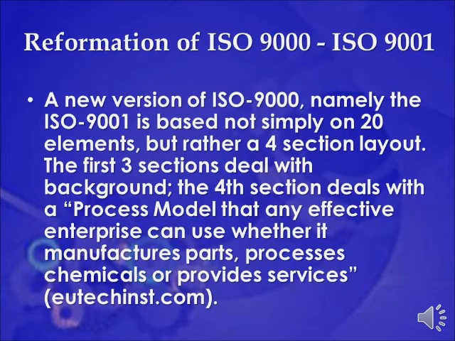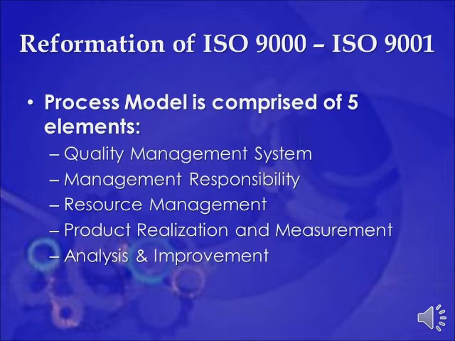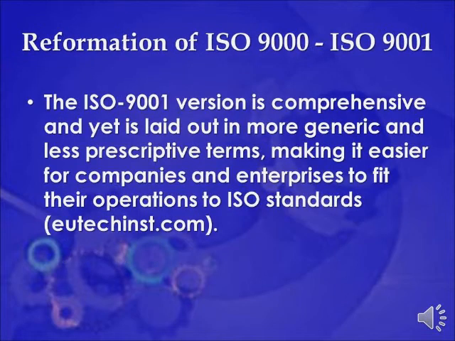Process model is comprised of 5 elements: quality management system, management responsibility, resource management, product realization and measurement, and finally analysis and improvement. The ISO 9001 version is comprehensive and yet is laid out in more generic and less prescriptive terms, making it easier for companies and enterprises to fit their operations to ISO standards.